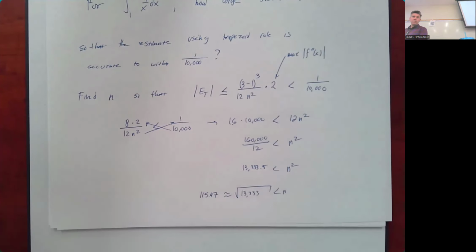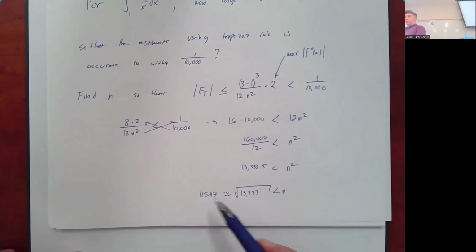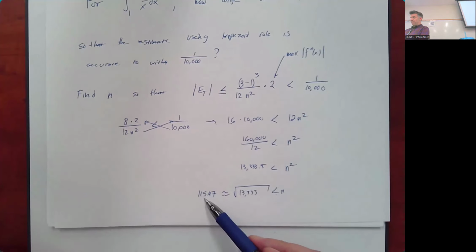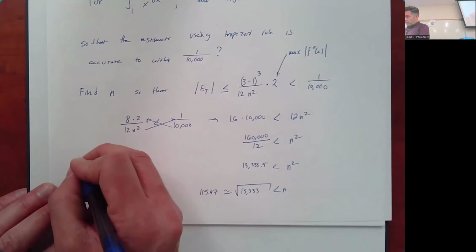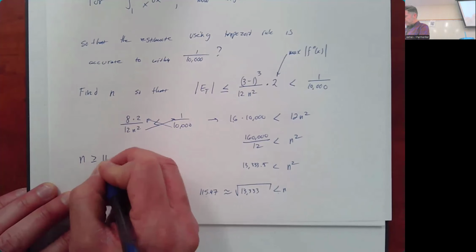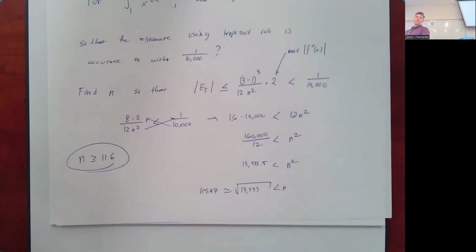So here's an important question. Do we round up or do we round down? Well, you might incorrectly think we round down because 115.47 is closer to 115. But the problem is n has to be bigger than that number. So if you say it's 115, maybe you're missing it by just a little bit because maybe n needed to be like 115.3. So we always round up. So here we are going to say that n should be at least 116.